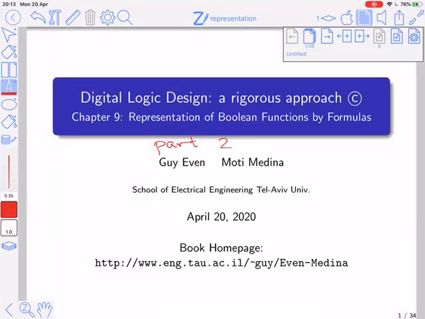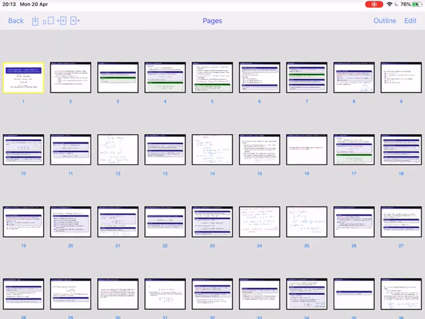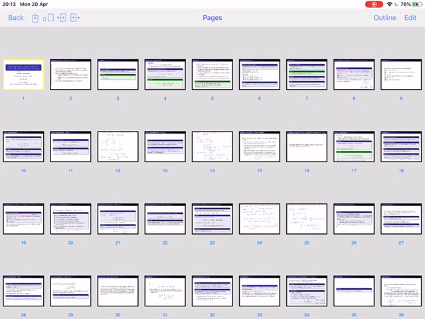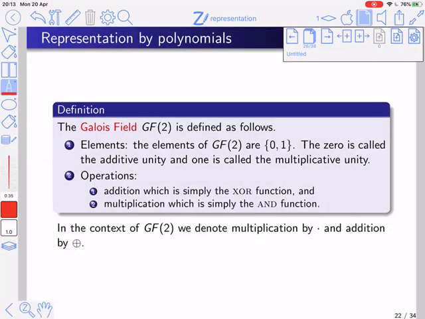Hello, welcome to part 2 of chapter 9. In this part, we will discuss representation of Boolean functions by polynomials.